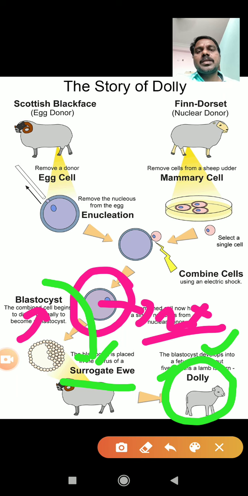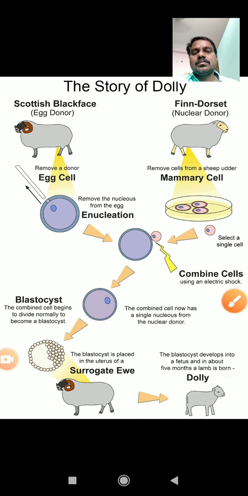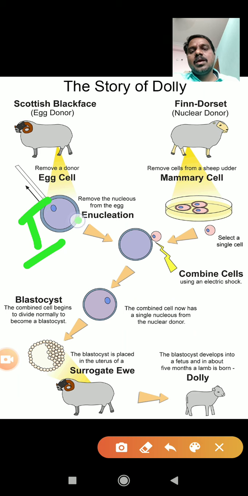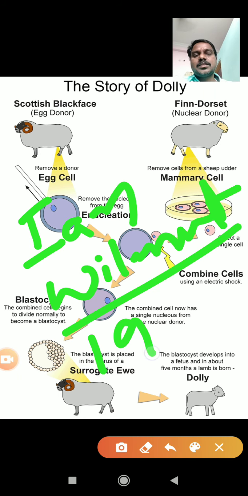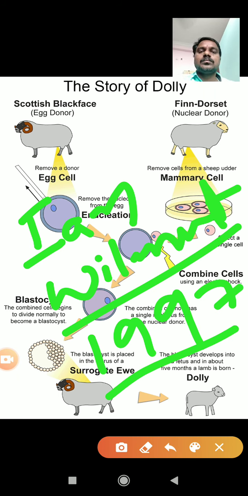This technique was given by Ian Wilmut in 1997. This is called reproductive cloning, or animal cloning. So that was the story of Dolly.